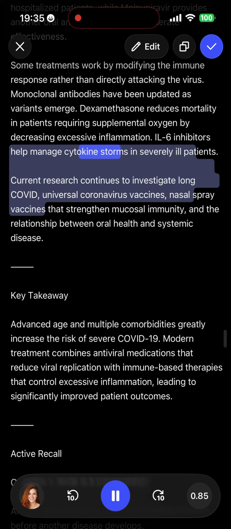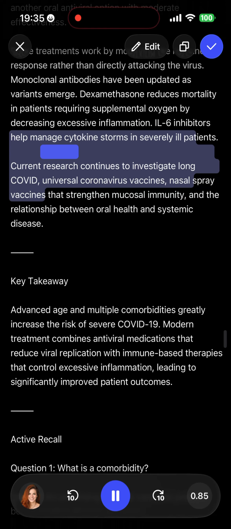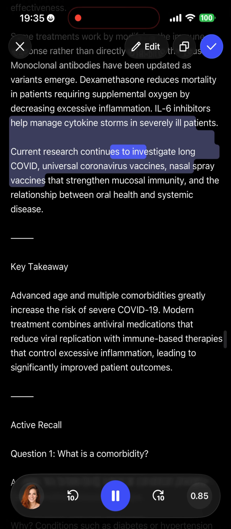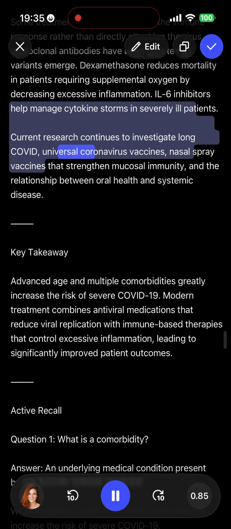Current research continues to investigate long COVID, universal coronavirus vaccines, nasal spray vaccines that strengthen mucosal immunity, and the relationship between oral health and systemic disease.